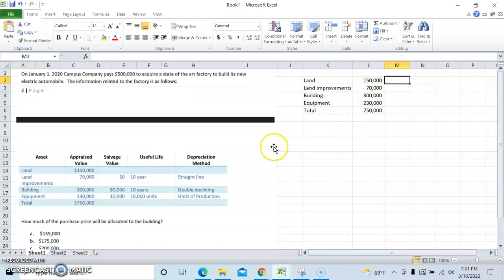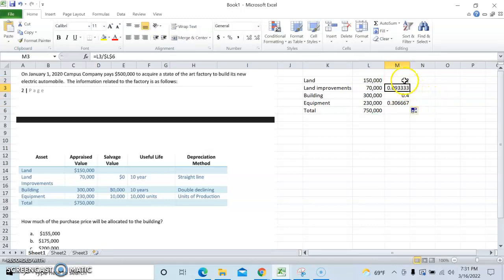Now the next thing we have to do with this problem is find the percentages for each of these. To find the percentages, all we have to do is take the appraised value and divide it by the total. So in this case, it's going to be $150,000 divided by $750,000. I'll change these into percentages in just a minute.